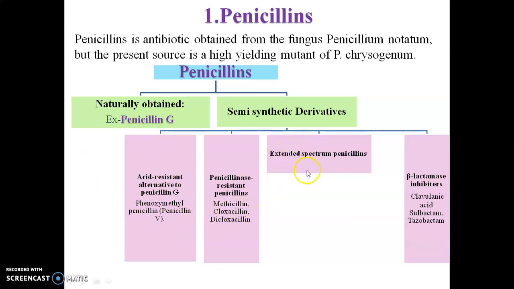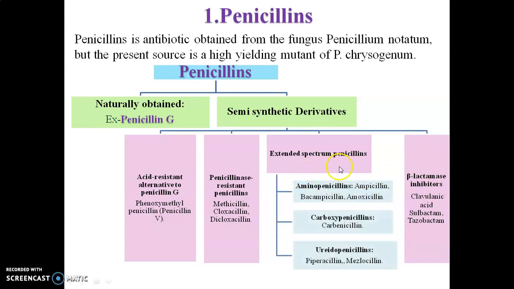Next is extended spectrum penicillin. This penicillin has a wide spectrum of activity. And last is the beta-lactamase inhibitor, for example clavulanic acid. These are the newer classes of derivatives which result in an increased spectrum of activity of the natural penicillin, because there are various alternative pathways which cause resistance formation inside the bacteria against the drug.